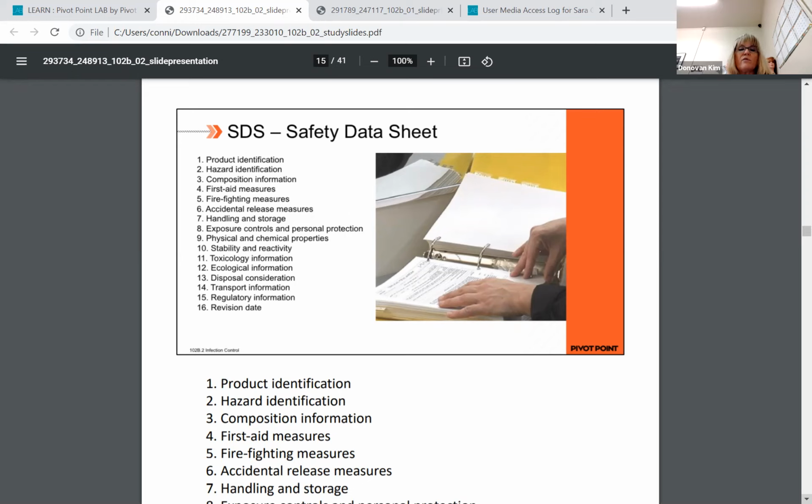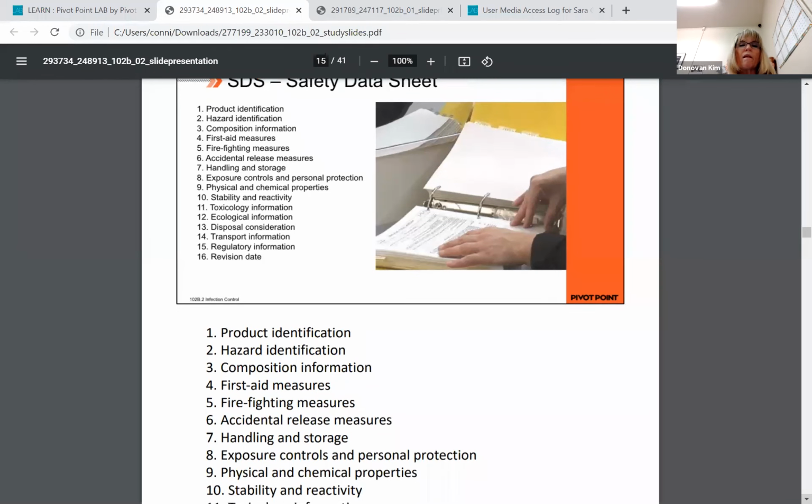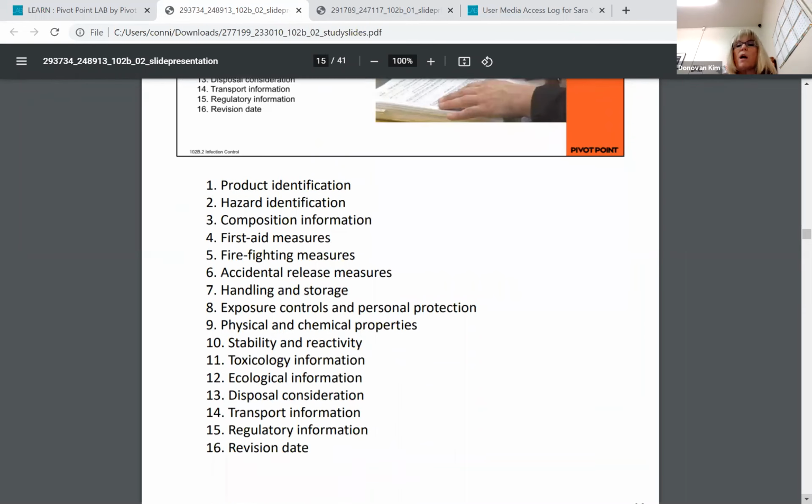Hazard identification. What hazards could this possibly cause if it spilled into the environment, or if we came in contact with it, like our eyes, or we breathed it too much. We don't really use chemicals like that though. So most of ours are pretty mild. Composition information, that's all the chemistry behind it. First aid measures. If you swallowed it, if you got it in your eye, you know, what do you do? Firefighting measures. So if something caught on fire, what kind of chemical do we have in there? So if you accidentally spilled it into the environment also.